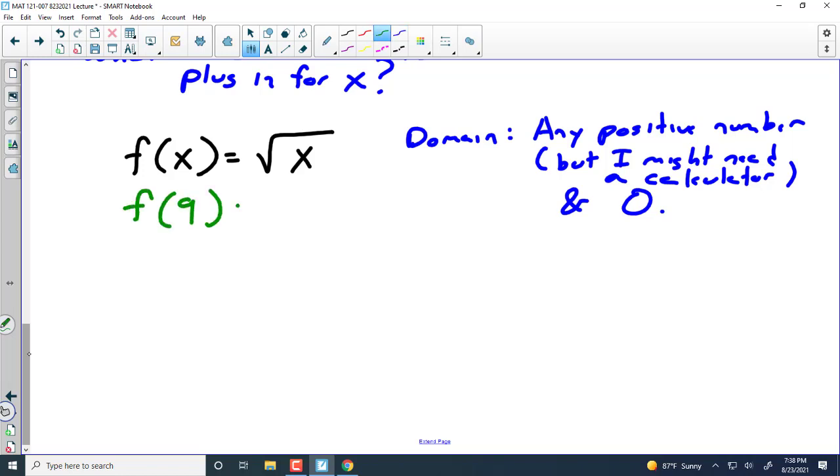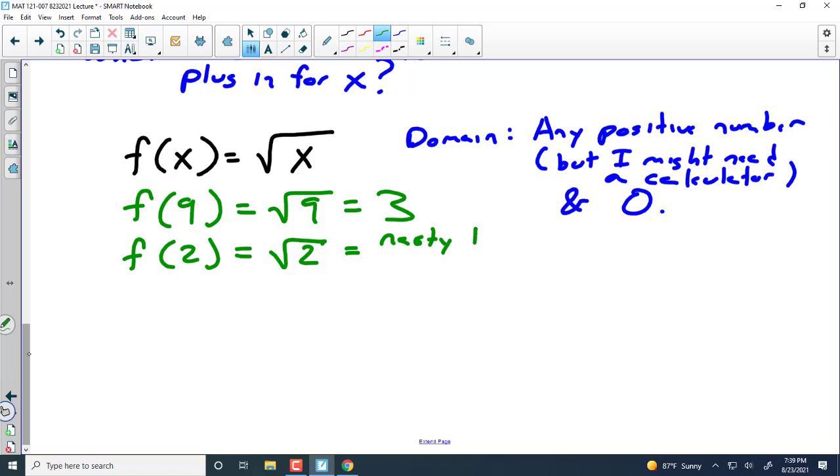If I said, what is f of 9? The square root of 9 is 3. Not plus or minus 3, just 3. We'll talk more about that in this class later also. But the square root does just mean the positive root. So I can plug in any positive number I want. Now, am I allowed to plug a 2 in here, everyone? Mathematically, yes. But would most people reach for the calculator at that point and get a decimal approximation? Yes, probably, but you're allowed to.